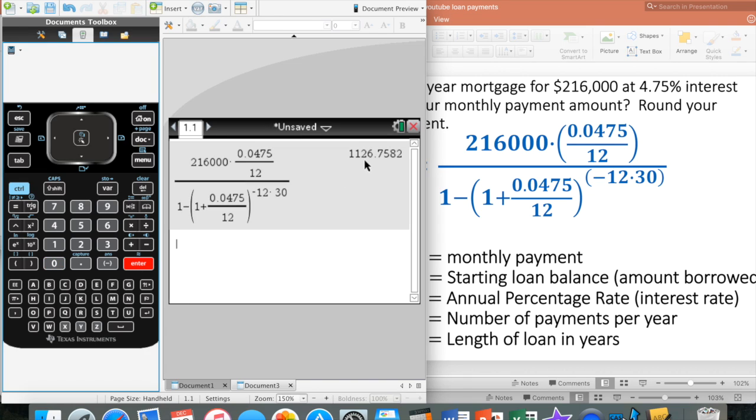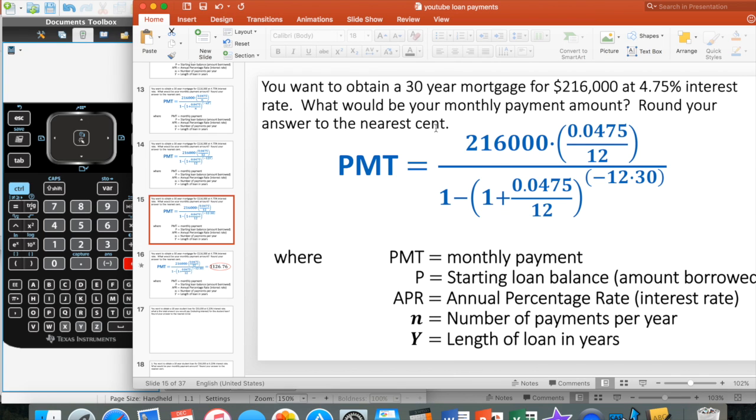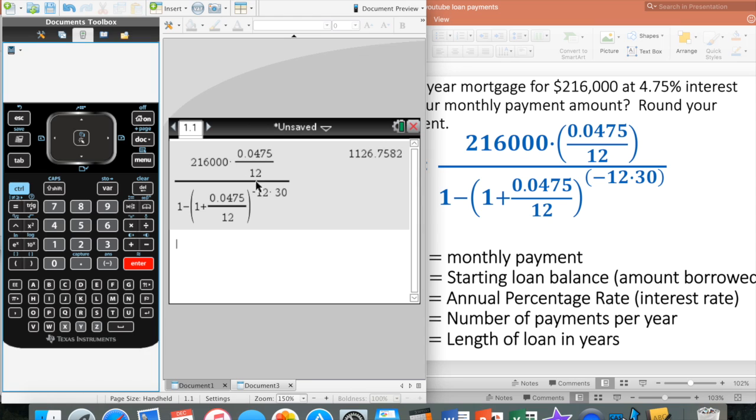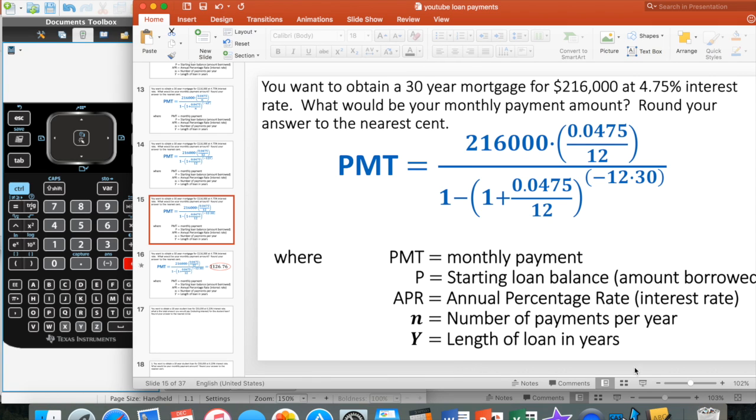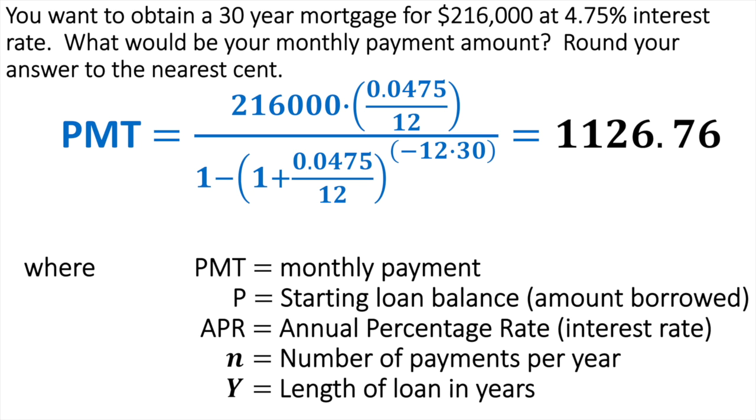The answer on this one should be 1126.758, and we're going to round it. It asks us to round it to the nearest cent. So the nearest cent would be 1126.76. So let's bring this one back in. 1126.76 is where we should be at.